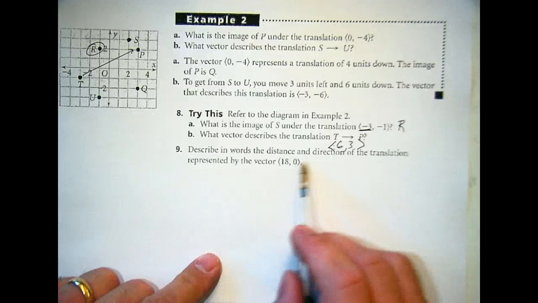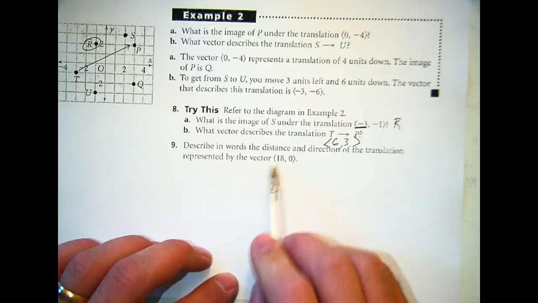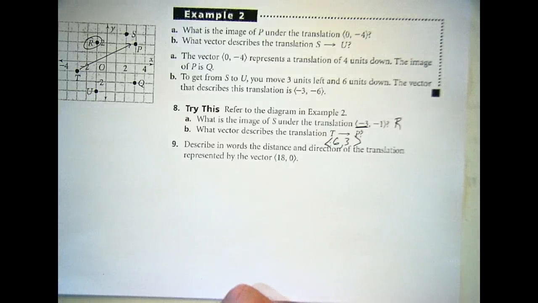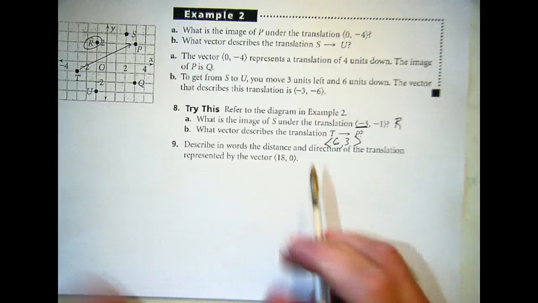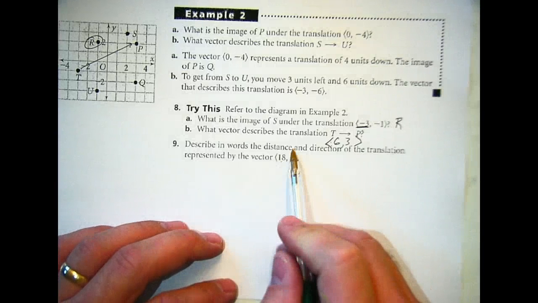Describe in your words the distance and direction of the translation represented by vector 18, 0. What does the 18 mean? Someone that hasn't participated yet today. One person that hasn't gone yet. Okay. Someone that has. Carson. Means that you go 18 units right and 0 units up or down.